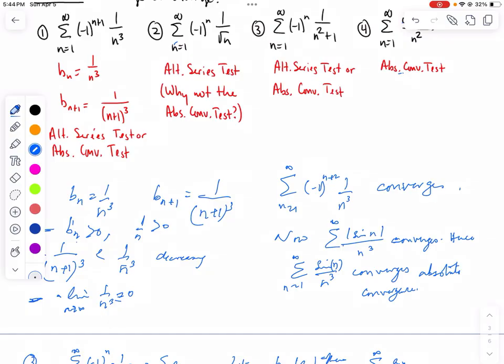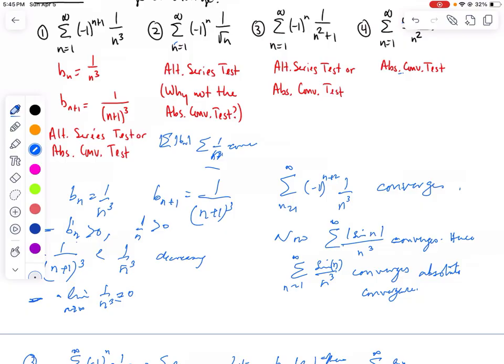you can see that the series is just summation 1 over n cubed, and this will be the absolute value term. This is convergent, which means the series itself converges, and so it is absolutely convergent.